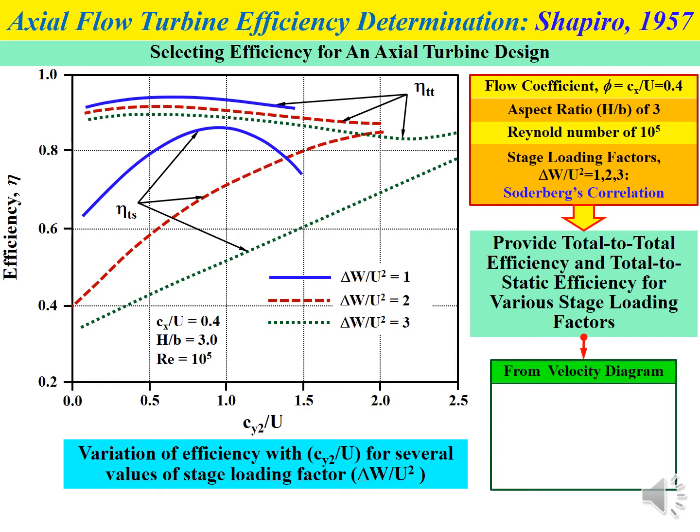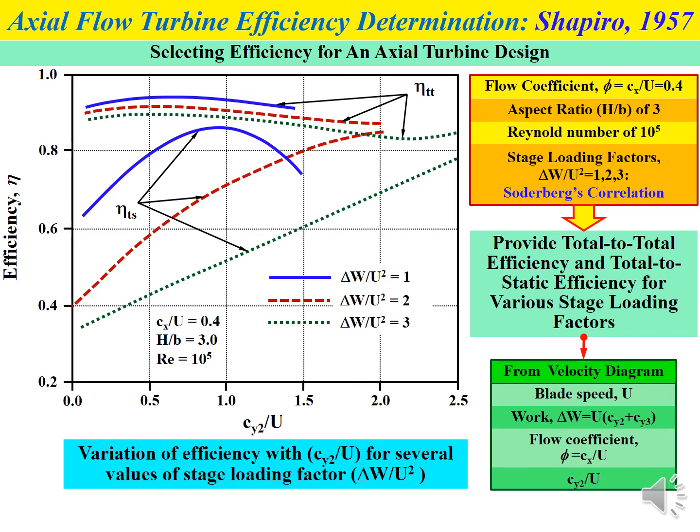Normally all the data we need before we determine the efficiency, we can obtain from the velocity diagram that we construct. From the velocity diagram we can determine the blade speed U, and we can calculate the work produced, delta W equal to U (CY2 plus CY3). We can also determine the flow coefficient, where flow coefficient equals Cx over U, and also the value of CY2 over U.